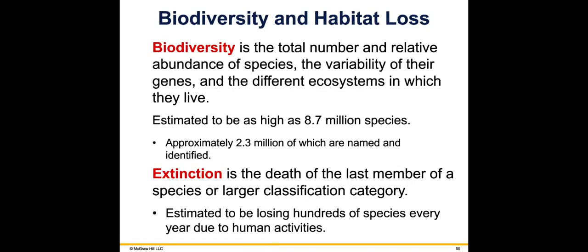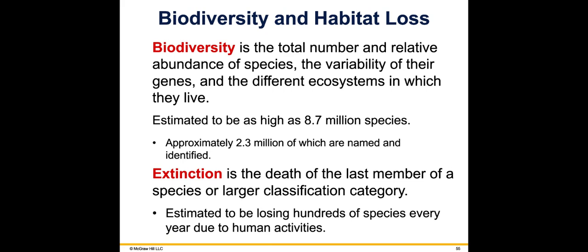Biodiversity and habitat loss is another challenge. Biodiversity is the total number of species and their abundance. It also takes into account the variability of their genetic code and the ecosystems that they live in. And we think that there could be 8.7 million species, but we've really only identified and named about 2.3 million of them. And when we deforest, when we overfish, when we destroy habitats because of climate change, it can lead to extinction, which is the death of the last member of a species or a larger classification category. And we're losing hundreds of species every year.